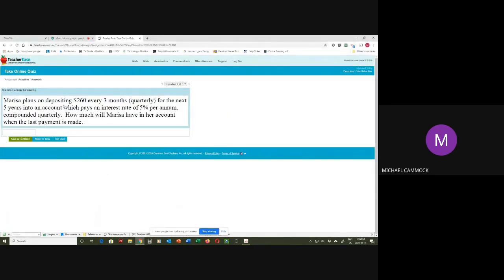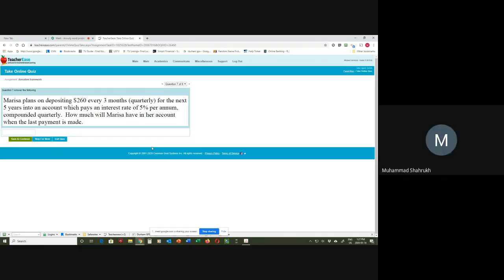So she's putting in $260 every 3 months, quarterly. That's what it means: $260 quarterly for the next 5 years, getting 5% per annum compounded quarterly. How much will Marissa have in her account when the last payment is made? Remember there are 2 versions of the equation. Does it sound like we're trying to figure out how much she's going to have in the future because she already knows how much she's putting in each month? Or does it sound like she has an amount that she wants in the future and she's trying to figure out how much to put in each month to get to that amount? Which one does it sound like to you? The second, you said? Everybody else think the same thing?